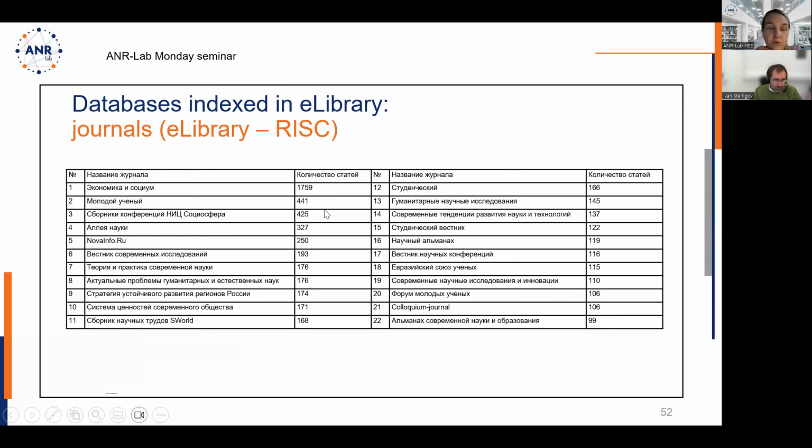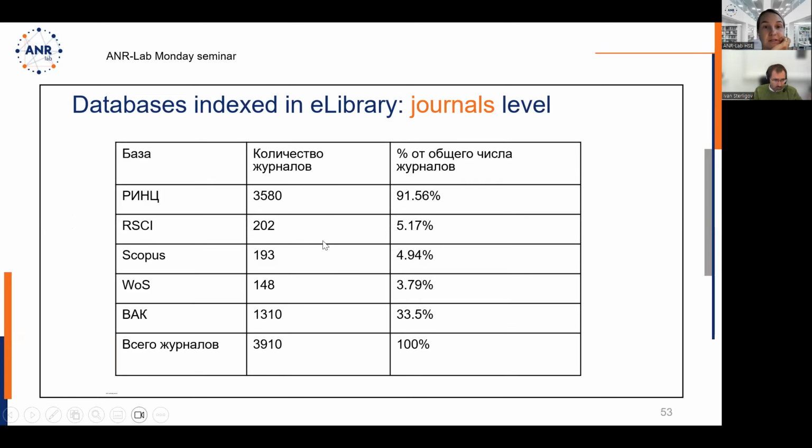The first top journal would be Economy and Socium, and actually these journals are not really the journals which would be included into the list A of the High School of Economics. But as I looked at the pages of these journals, some time ago they were included into Russian Index of Science Citation. So probably they appeared here because they still have some contract with eLibrary. So this is just an interesting observation.